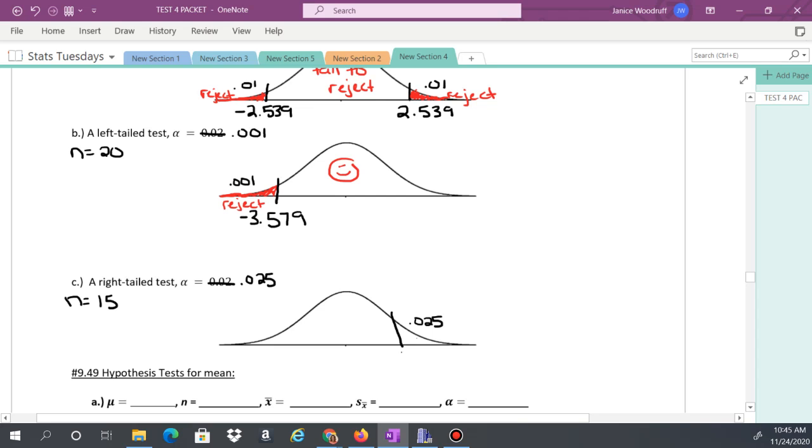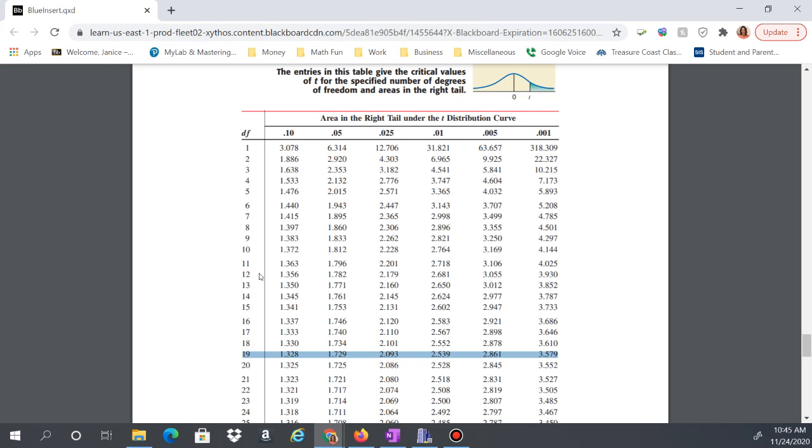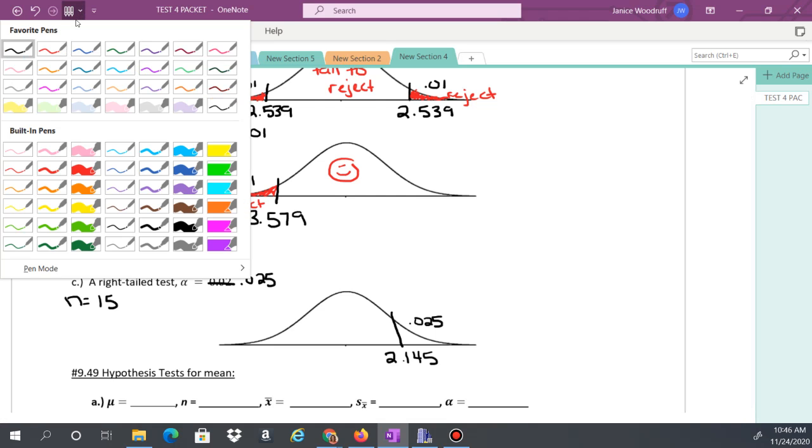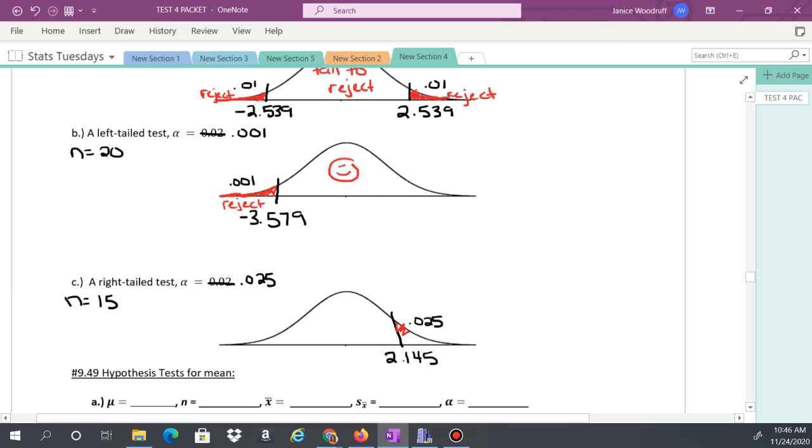Okay, we want the t value. So our degrees of freedom would be 15 minus 1, so 14. So this curve here, and then 0.025 is going to give us 2.145. Okay, so we have a t value of 2.145, which means that any value greater than 2.145 we would reject. And then any value less than 2.145 we would fail to reject.